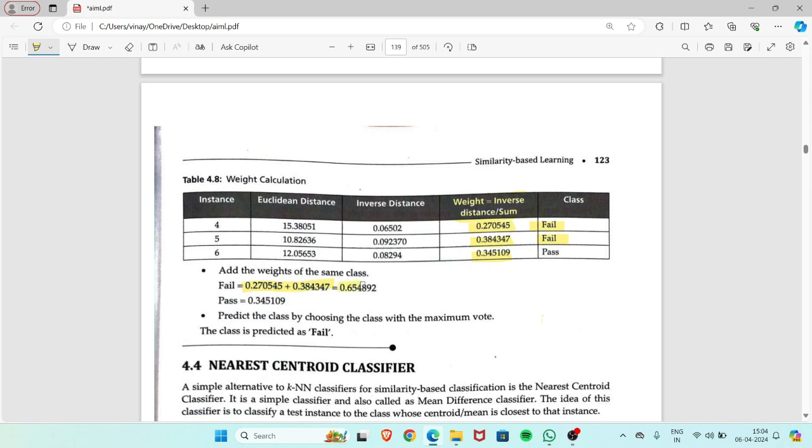So fail is 0.654892 and pass is like 0.345109. So the greater value, or the highest value we can say, the majority vote goes to fail. So the class predicted is fail.